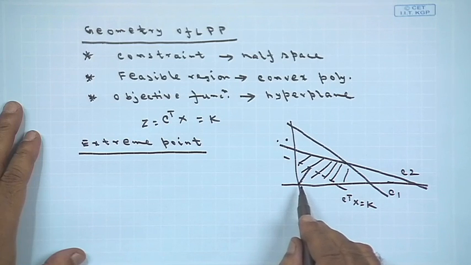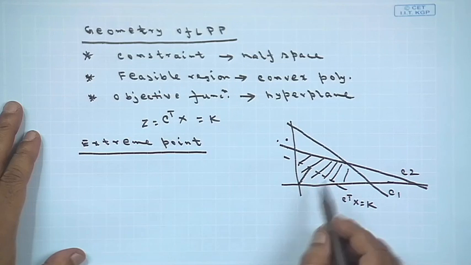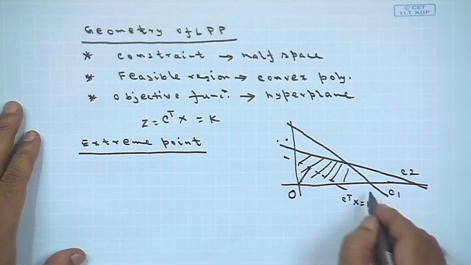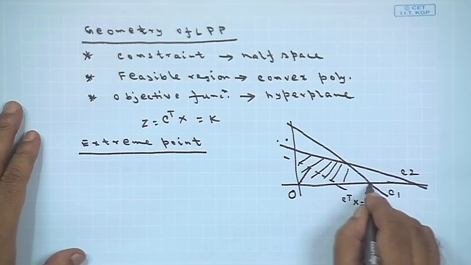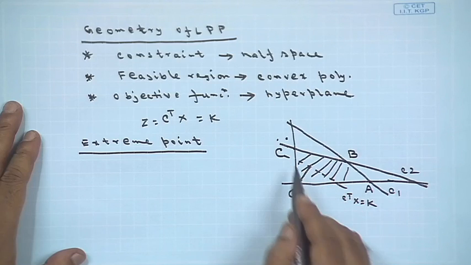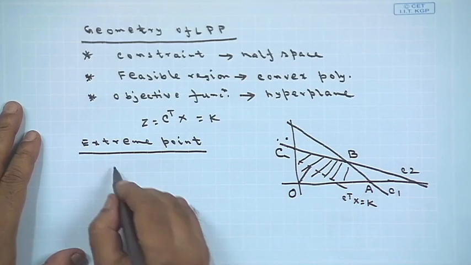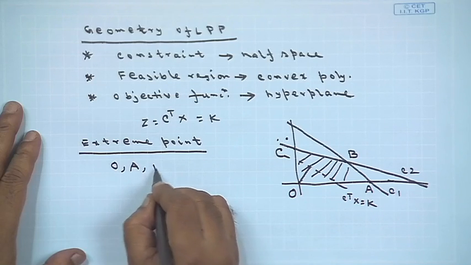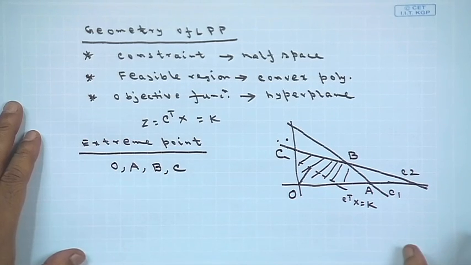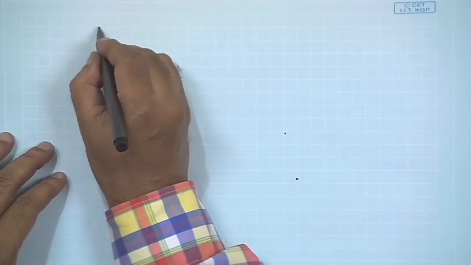And what are the extreme points? Extreme points will be the intersection of the boundaries of these 4 lines. So, intersection you can obtain at O, at this point A, at this point B, and also at this point C. So, your extreme points I can say will be O, A, B and C. These are the extreme points of your problem, which we have discussed earlier also.